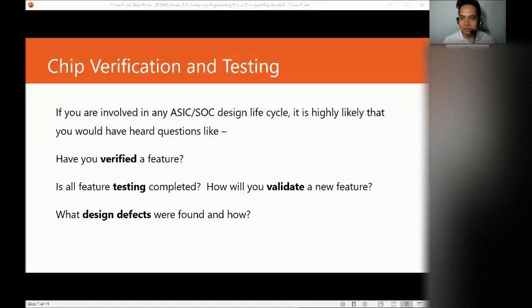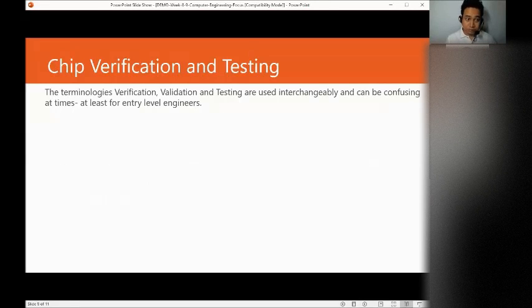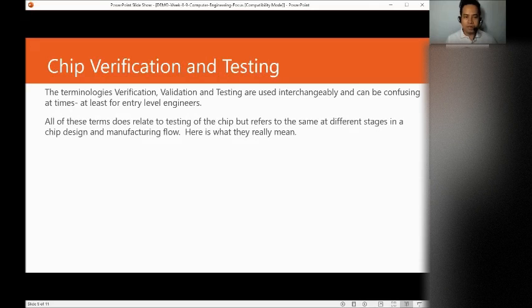Creating new ideas that weren't existing before. Okay. But this one focuses on chips. So chip verification and testing, the terminologies verification, validation, and testing are used interchangeably and can be confusing at times, at least for entry-level engineers. All of these terms relate to testing of the chip but refer to the same at different stages in a chip design and manufacturing flow. Here is what they really mean.